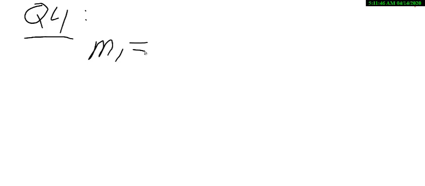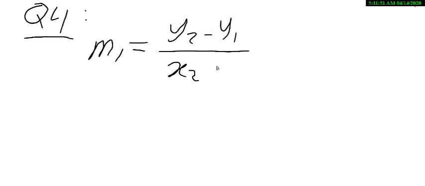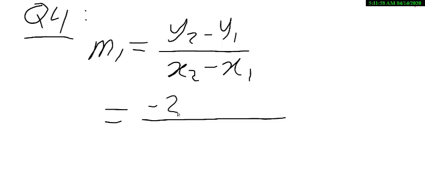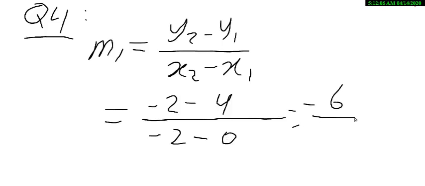M1 is the slope of the first line, which is y2 minus y1 over x2 minus x1. By substituting the given points on the line, -2 minus -4 over -2 minus 0, it finalizes to -6 up over -2 down. So the result will be 3, and this is the slope of the first line.